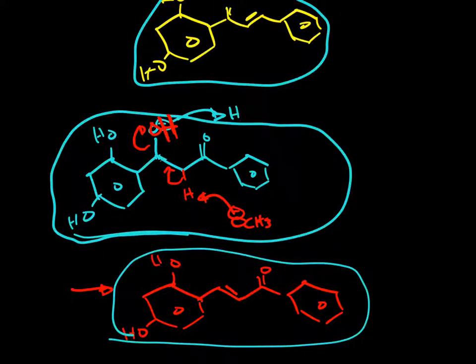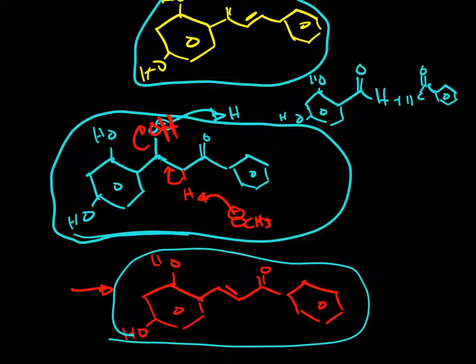And we figured out our starting products were the aldehyde with our OHs and our benzene ring, and the benzene ring with the CH3. That's what we were looking for.